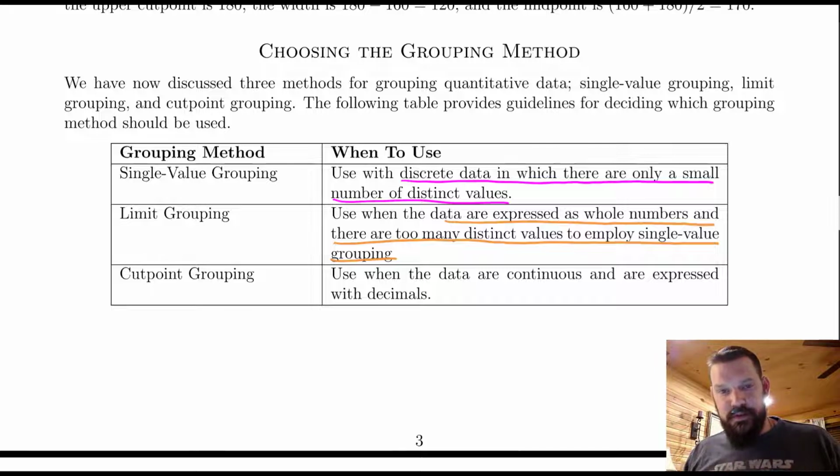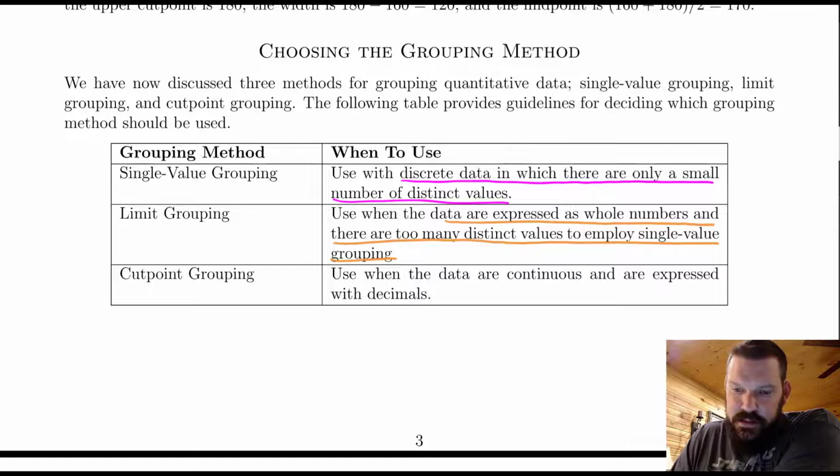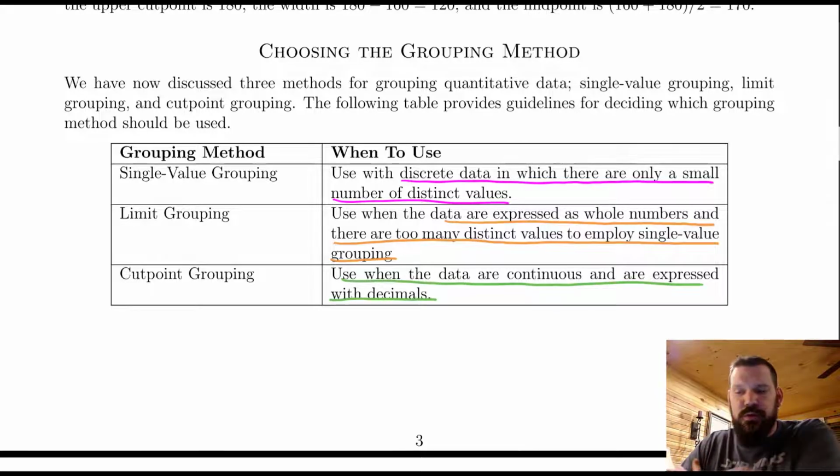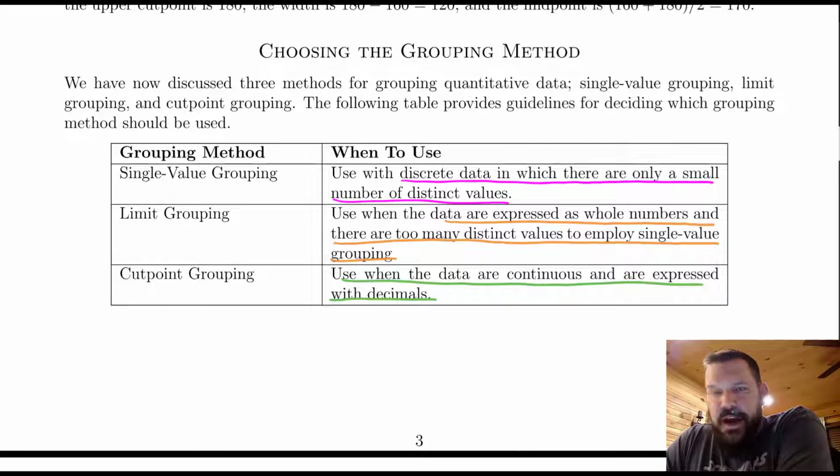We could express the number of days as a whole number, and there's a very large range for all the number of days that could be expressed, so we used limit grouping. And then cut point grouping is used when the data is continuous and can be expressed with decimals or fractions, whatever the case might be. So those are when you would want to use those three different types of grouping.